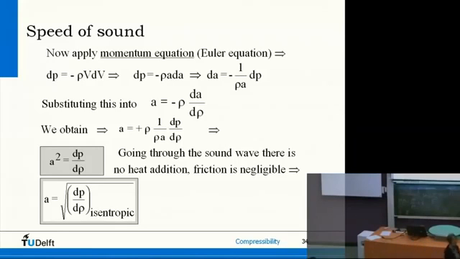And I now assume isentropic flow. Speed of sound is really an isentropic process. No friction, no heat comes into play. And then I can say that A is the square root of dP over d rho, isentropic. So that's something you should remember.